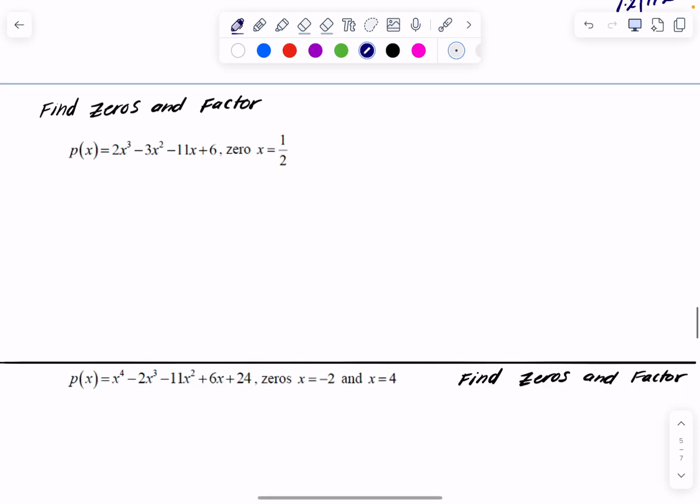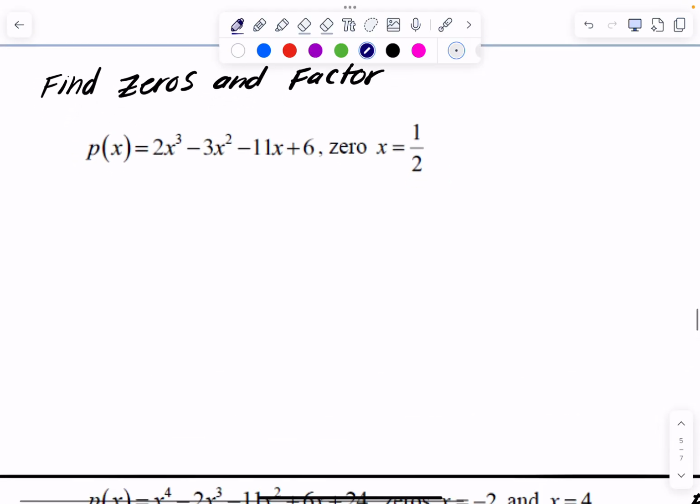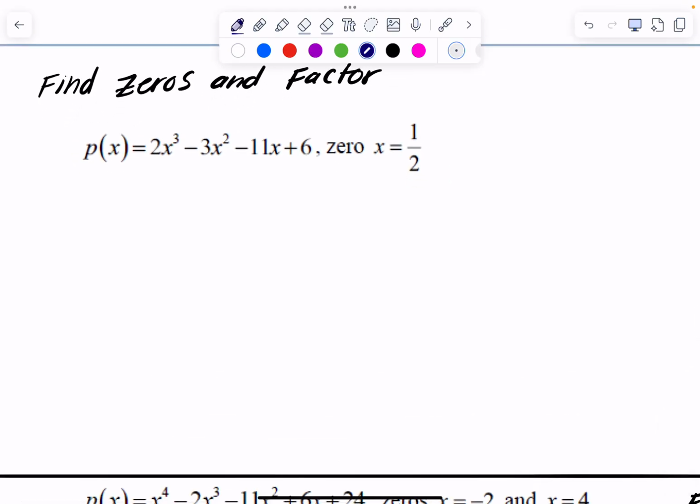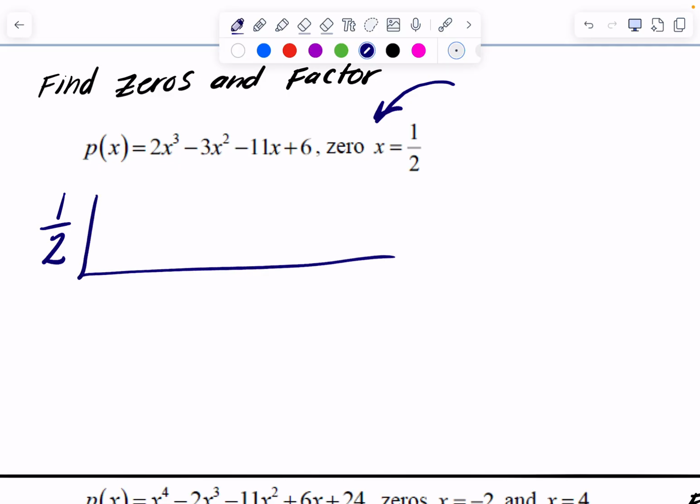Go again. Okay, this one I'm going to use division. I'm not going to factor it because grouping doesn't even work. So we have no choice but to use this information. So we're going to start with 1/2, do synthetic division. That's how we use zeros to factor, was we try to get this down to a quadratic. So 2, -3, -11, 6.